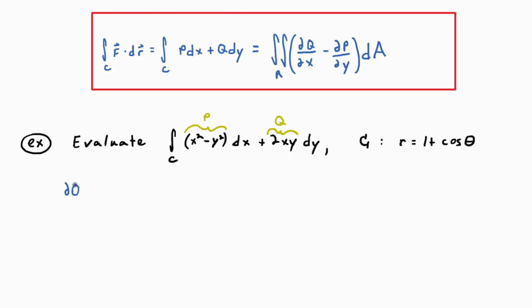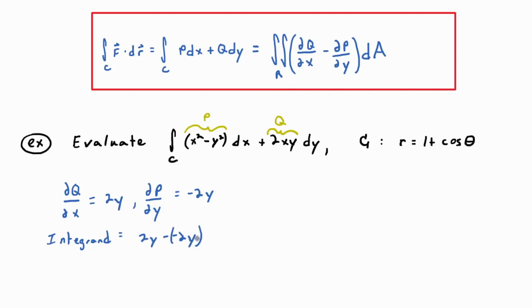Okay, so dQ/dx. What's the derivative of Q with respect to x? So focus your eyes on Q over here next to the dy. With respect to x, it's 2y. And then what's the derivative of, say, P with respect to y? Negative 2y. So the integrand, I won't always label it like this, but I'll go ahead and do it here. The integrand to Green's theorem then would be dQ/dx minus dP/dy, so 2y minus negative 2y, 4y. So we have our integrand.